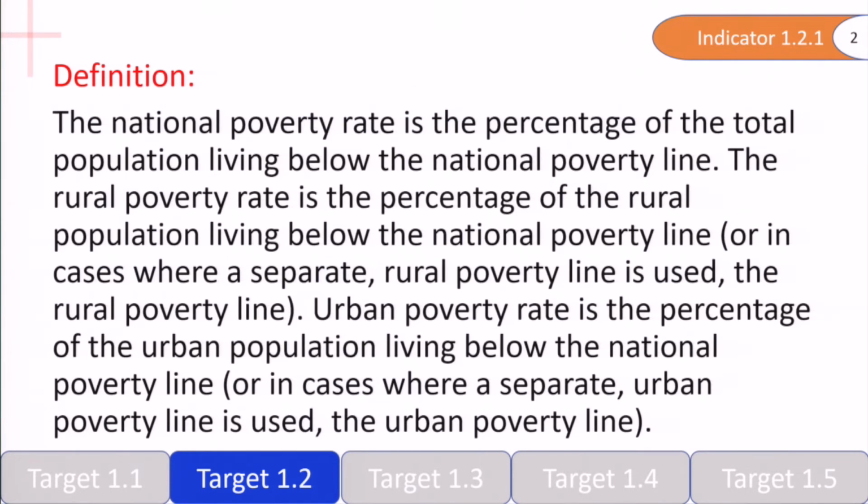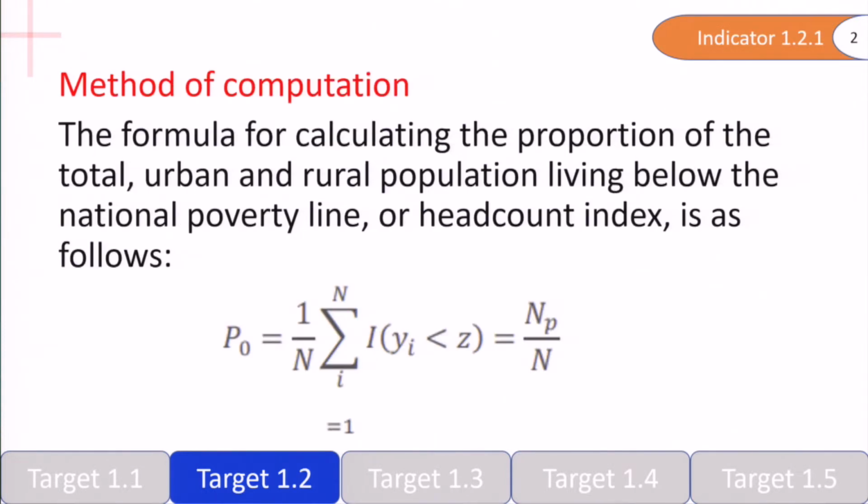So, the definition given is: the national poverty rate is the percentage of the total population living below the national poverty line. The rural poverty rate is the percentage of the rural population living below the national poverty line. Urban poverty rate is the percentage of urban population living below the national poverty line. So, how do we compute?